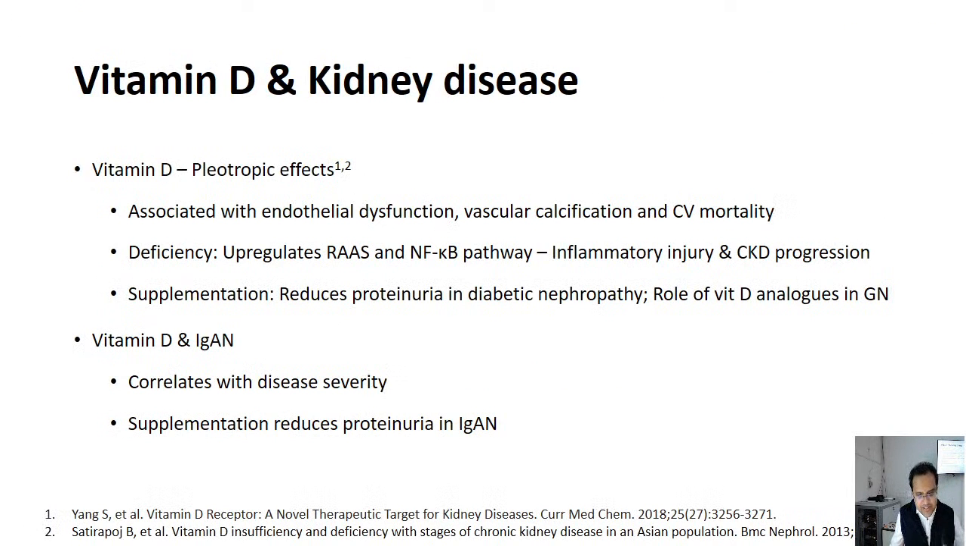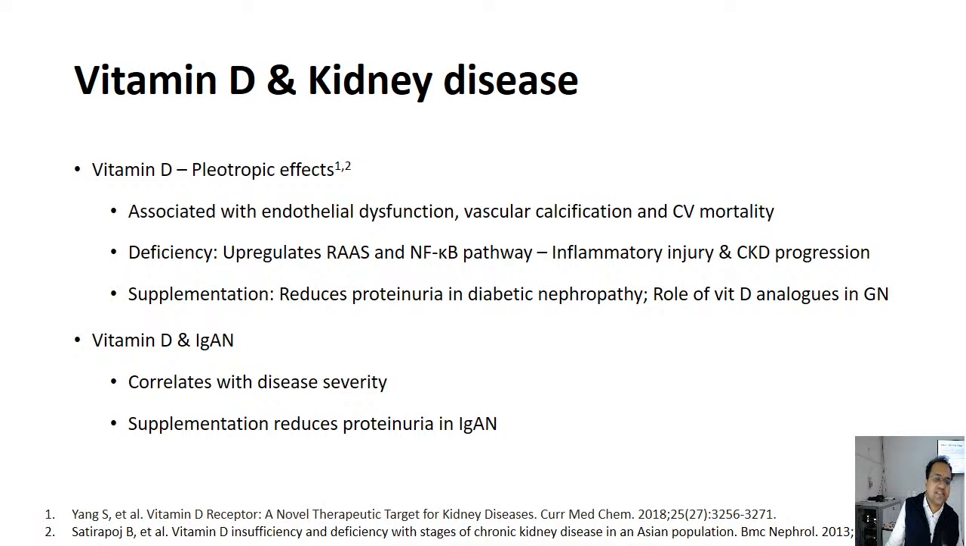The next thing we'd be seeing would be about vitamin D. Per se, vitamin D has been told to be associated with endothelial dysfunction, vascular calcification, and cardiovascular mortality. Its deficiency upregulates the RAS system and the NF kappa B pathway, thereby causing a profibrotic effect. And vitamin D supplementation has been shown to reduce proteinuria in diabetic nephropathy.